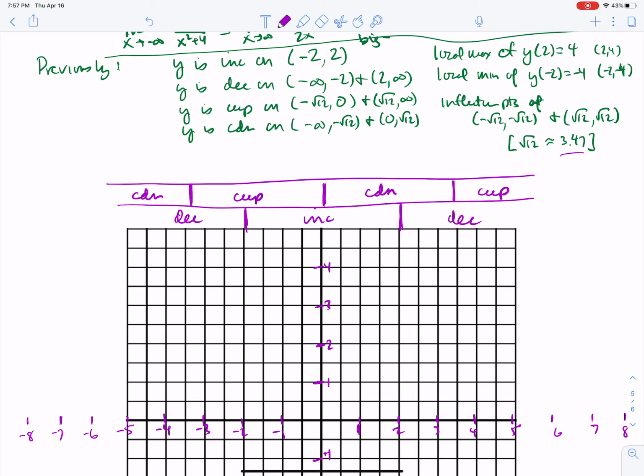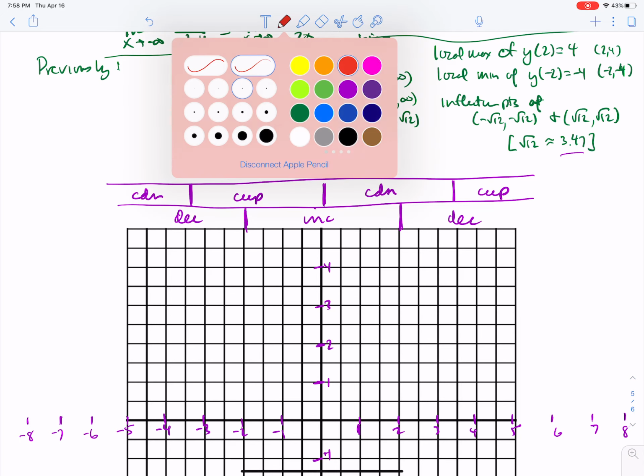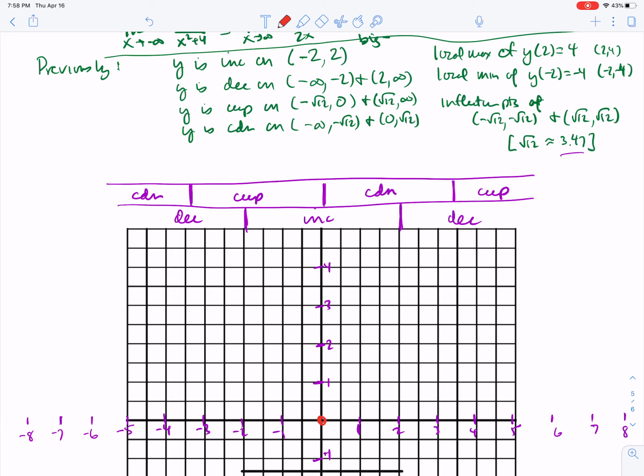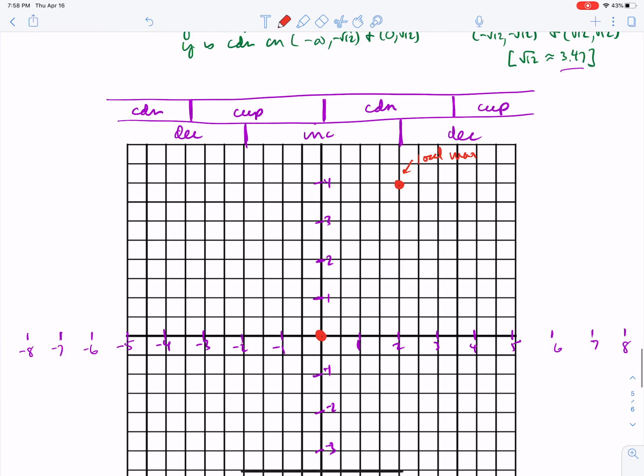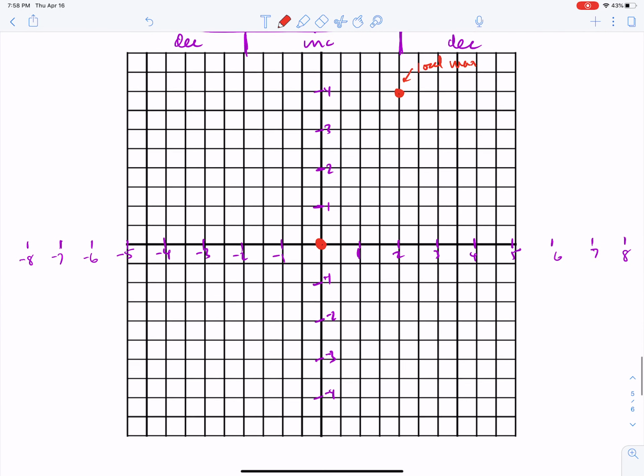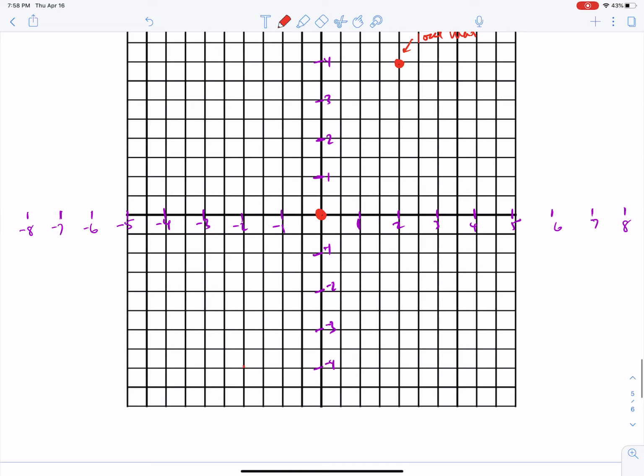Now I want to plot my intercept and my local max and local min. So I've got an intercept right here at the origin, I've got a local max at 4 when x is equal to 2. So I'm going to have a local max right here, and then at -2, -4, I've got a local min.